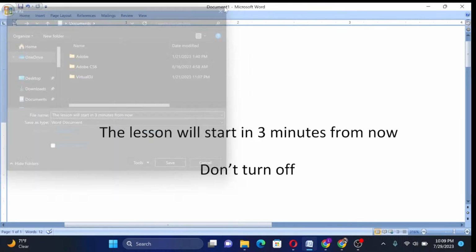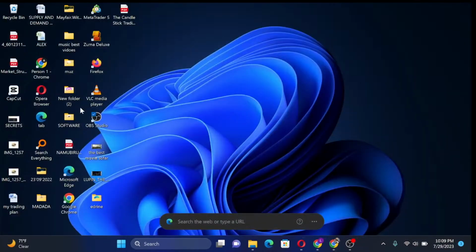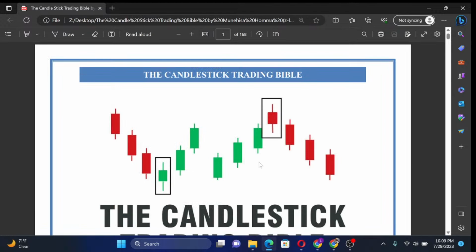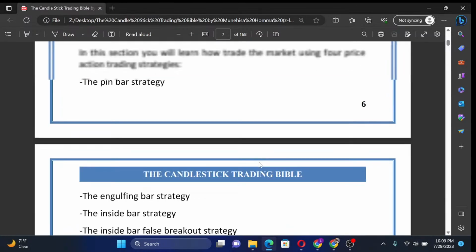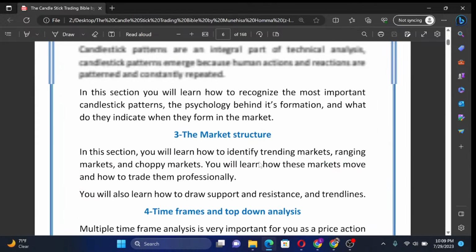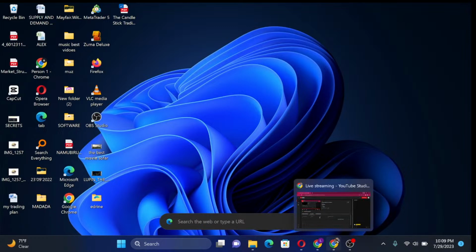Read this book right here, Candlestick Trading Bible. You can open it and go through the introduction. Everything you need to know is in this book. If you need it, you text me on WhatsApp and I give it to you. It has everything for the beginners.